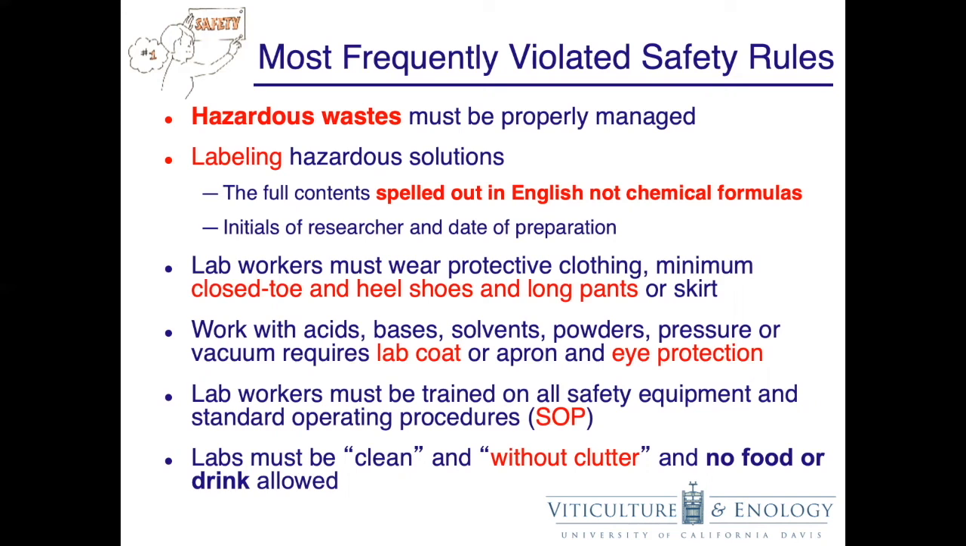Lab workers must wear proper protective clothing, the bare minimum being closed-toe and heeled shoes, long pants, or a long skirt. A lab coat or chemical apron and eye protection must be worn when working with any acids, bases, solvents, powders, or any pressurized or vacuum system. Lab workers must be trained on all safety equipment and standard operating procedures. And labs must be clean and without clutter, and no food or drink is allowed.